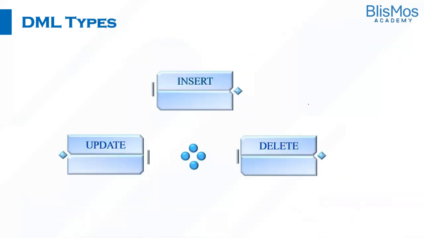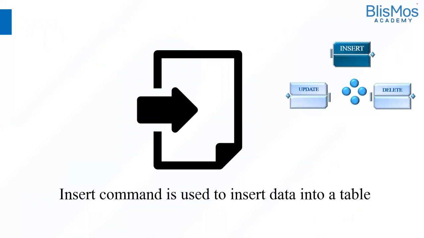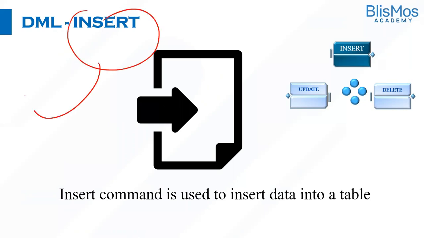We have different DML types. They are insert, update, and delete. Let us look at them one by one. As a part of our earlier videos, you have already inserted records. Whatever records you inserted into the table come as a part of the DML, that is data manipulation language. The insert command is used to insert data into the table.